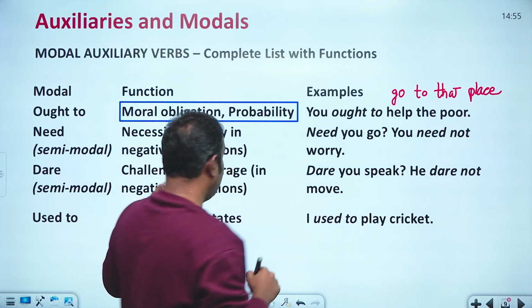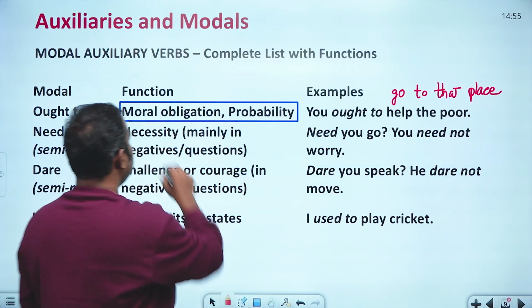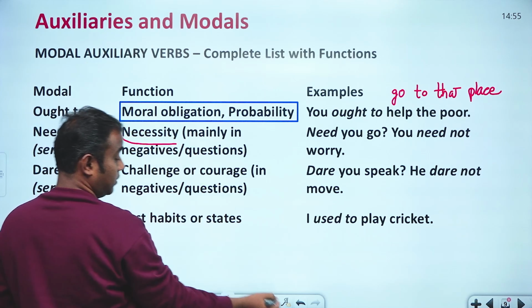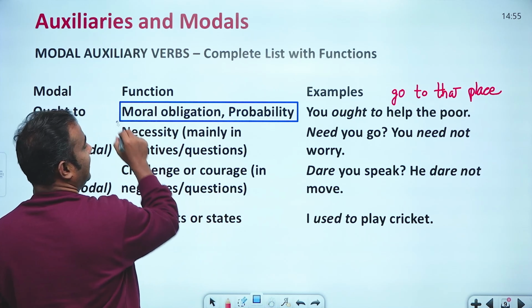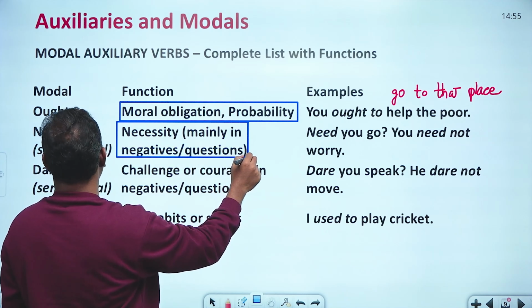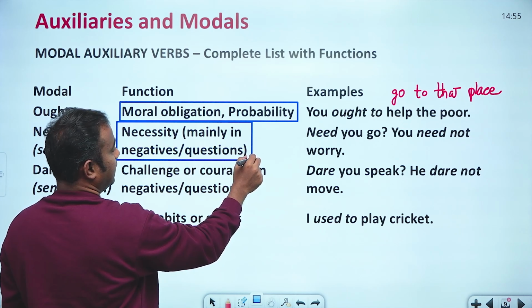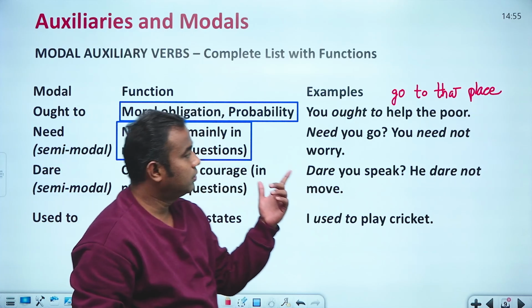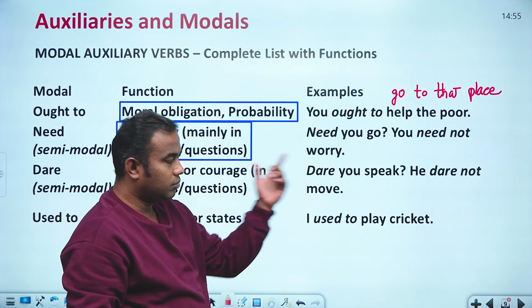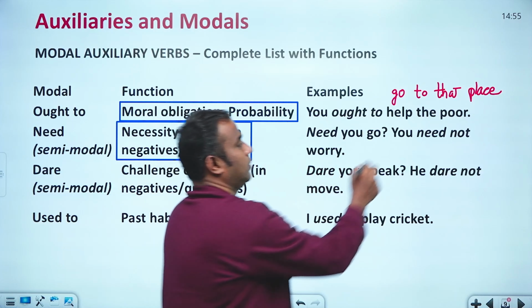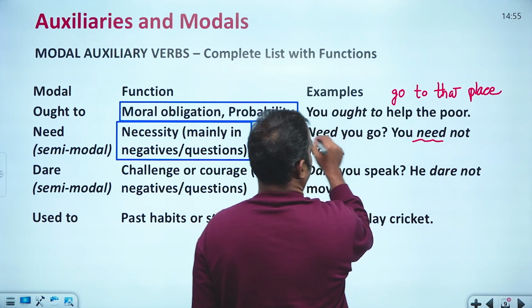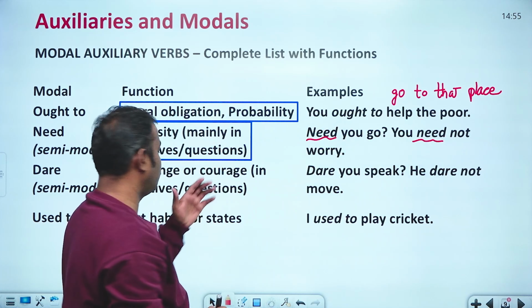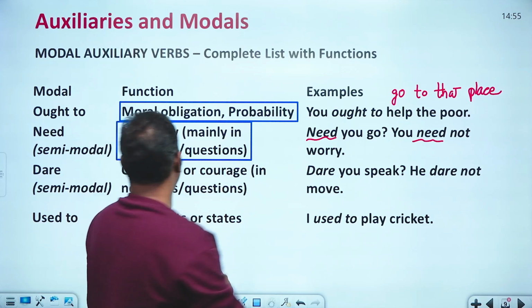Okay, so then need. Need is basically used for necessity, mainly for negatives or question tags like this. Okay, need you go? You need not worry, like this. Need you go, and in some places we will be using need to go.